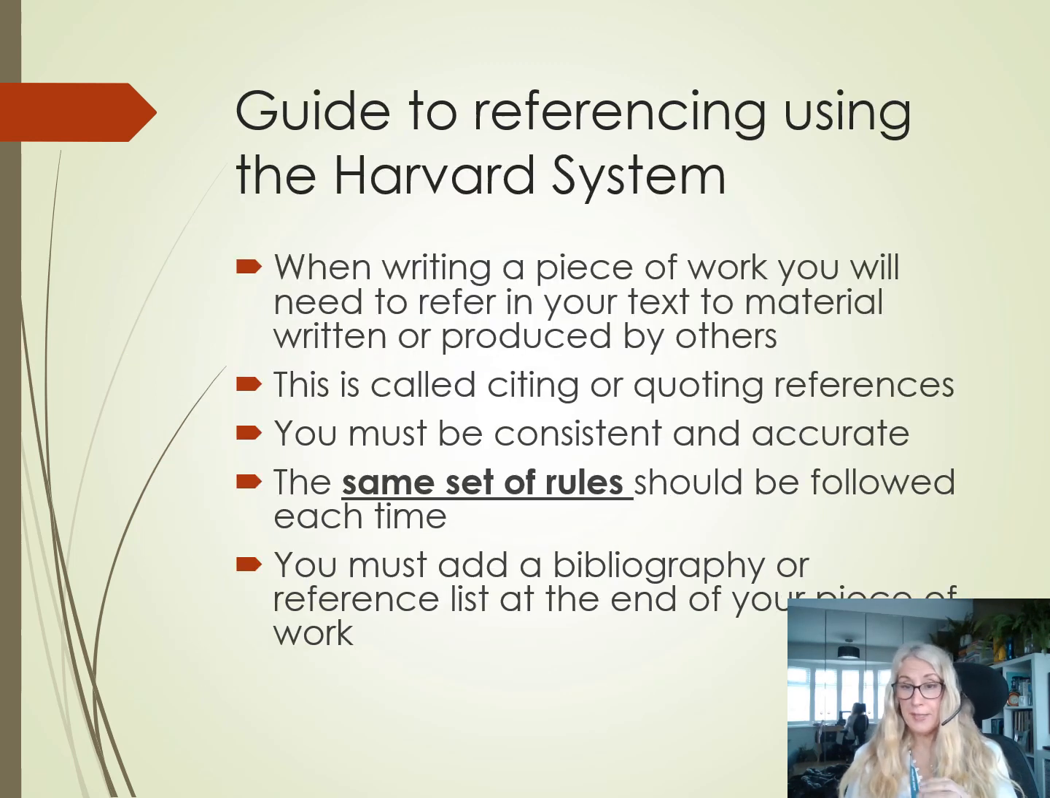Now, when you're writing, you will be asked to use the Harvard referencing system. This is the preferred system for City and Guilds and what we use here at college. So when you're writing a piece of work, you'll need to refer in your text, in the body of your work, to material which is written or produced by others. This is called citing or quoting references. You must be consistent and accurate in your use of this and follow the Harvard conventions. In the past, people have tried to set up systems of their own, but this really doesn't work. You do need to stick to the rules as far as you can.